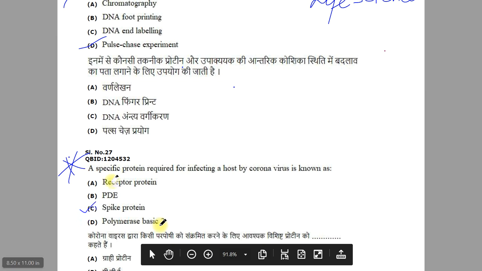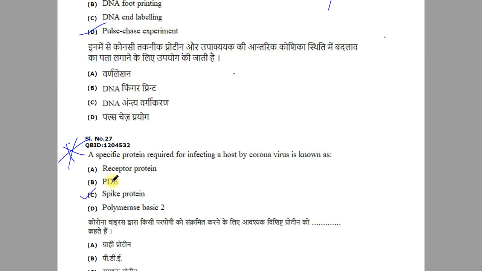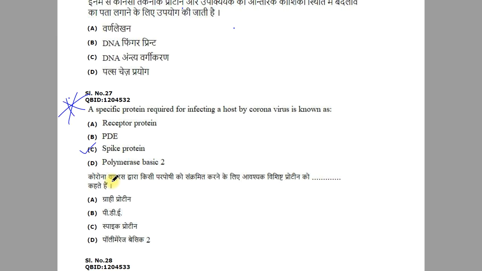C, the spike protein. The spike glycoproteins protrude from the viral surface and attach with the host cell receptor, and hence the first step of the infection process, which is attachment, is completed.